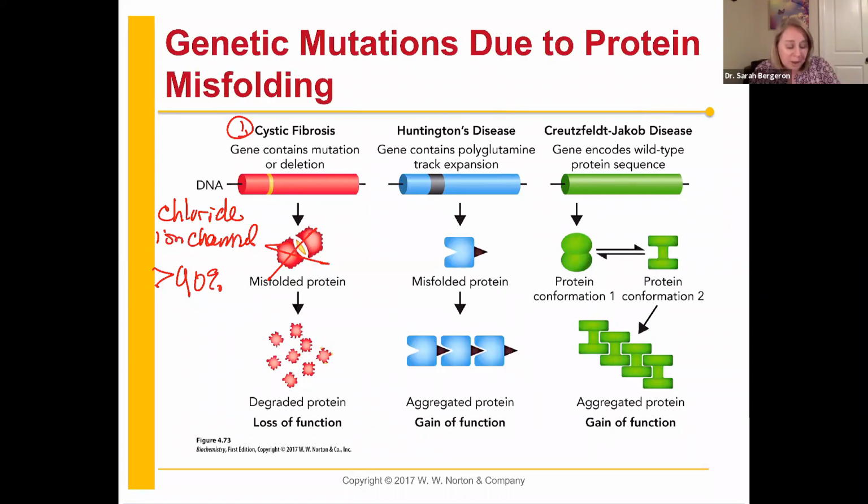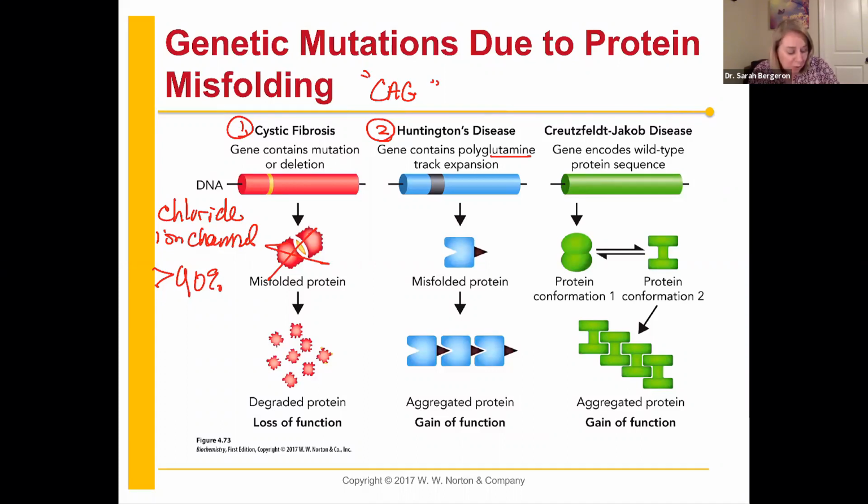All right, the second one is Huntington's, right? Huntington's is an example of a mutation where we have an expansion of a polyglutamine. So you actually have CAG, and CAG codes for glutamine. And so this CAG triplet gets repeated over and over and over again.